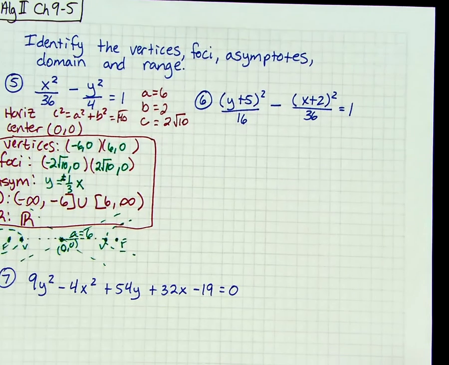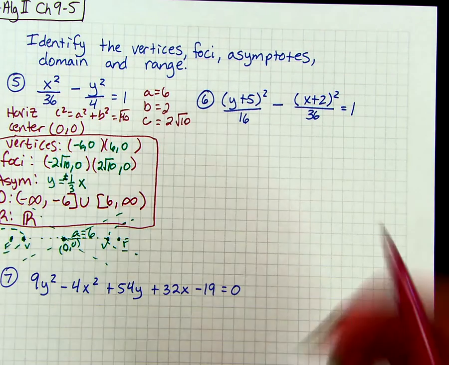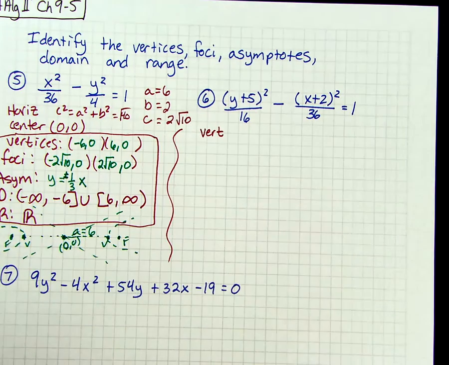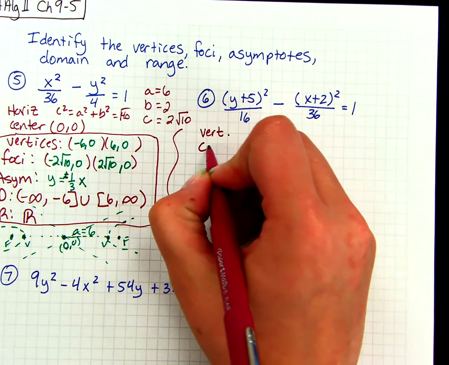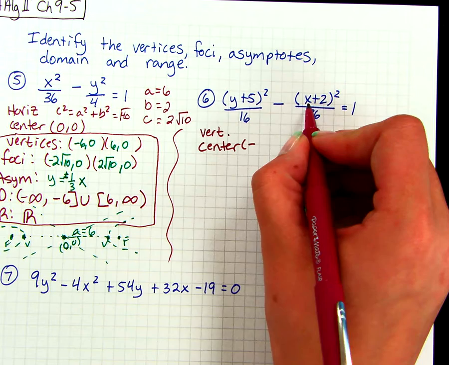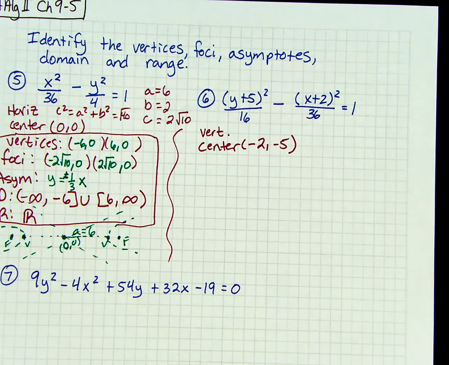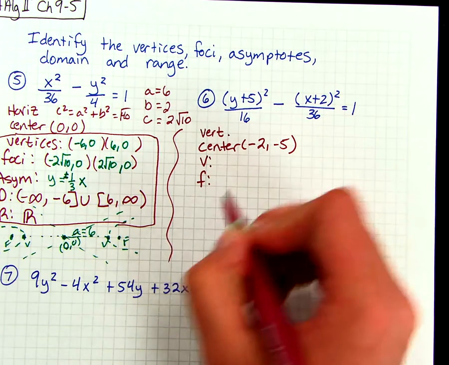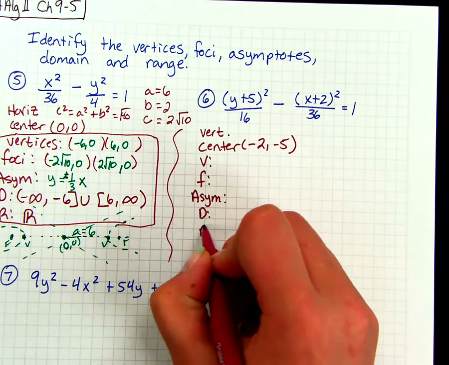All right, so if we take a look at the next one, we're going to start the same way. This one we know is going to be vertical, and that is because our y squared term is positive. The center is going to be at -2. Remember, h is with the x, so -2 and then -5. And then we're going to need the vertices, the foci, the asymptotes, domain, and range.